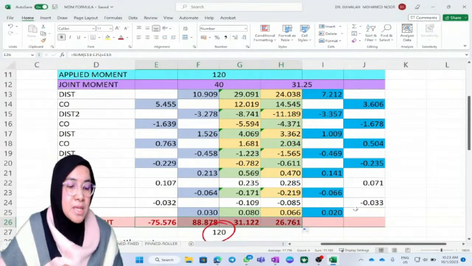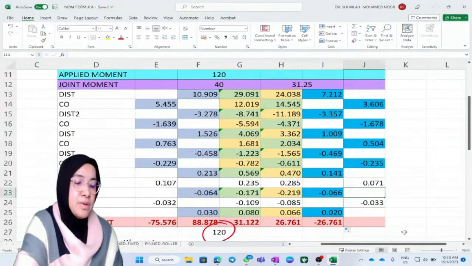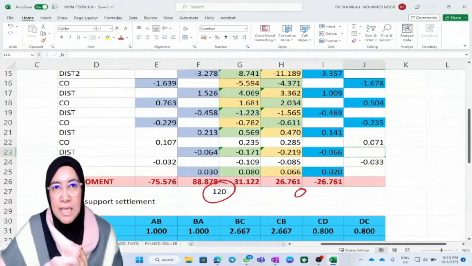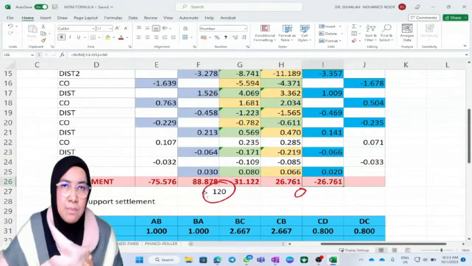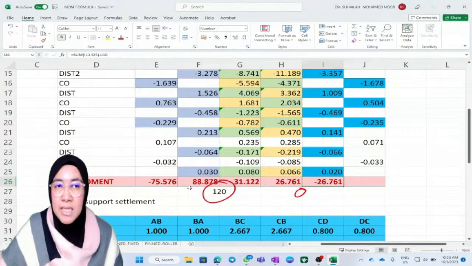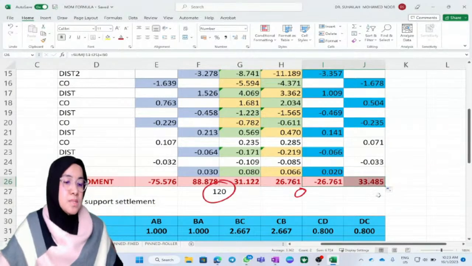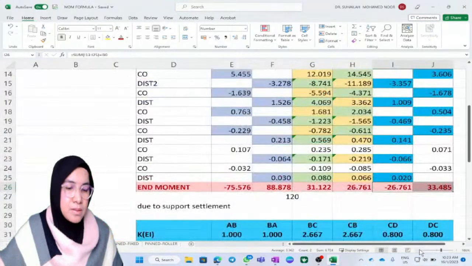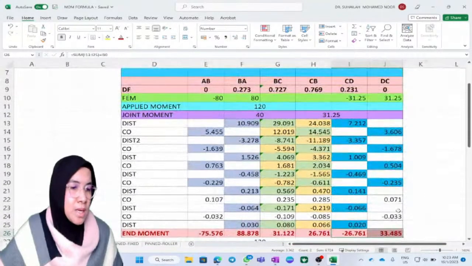So we get CB 26.761. CD should be negative, because this one moment is equivalent to 0. CB plus CD, the moment is equivalent to 0, and BA plus BC, the moment is equivalent to 120, because in the question 120 is given as an applied moment. And DC. So this is the value that we get. If you do it manually, make sure you get this answer as well.